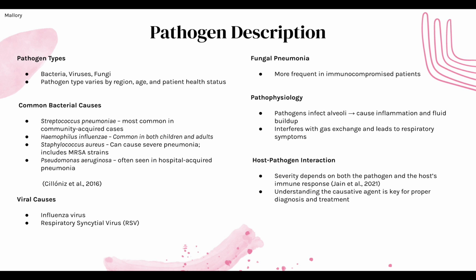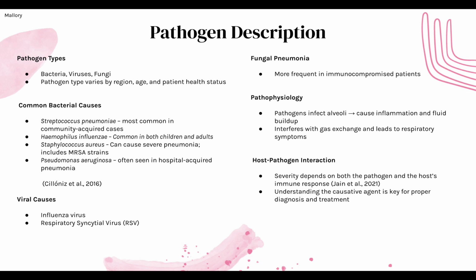Viruses such as influenza and RSV are significant, particularly in children under 5 and the elderly. Fungal pneumonia is more prevalent in immunocompromised individuals. These pathogens infect the alveoli, causing inflammation and fluid buildup, which hinders gas exchange. As noted by Jane in 2021, disease severity is largely influenced by the host's immune response.